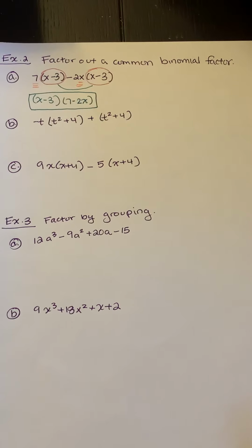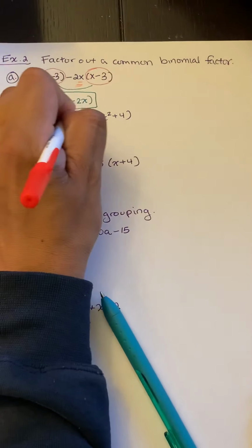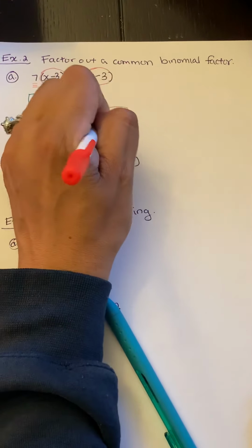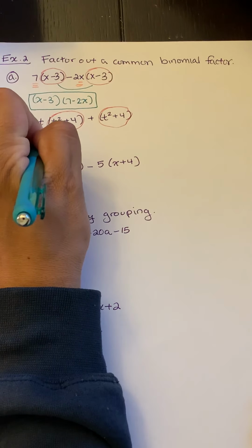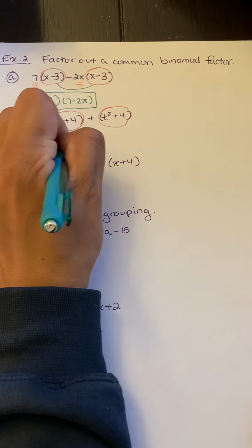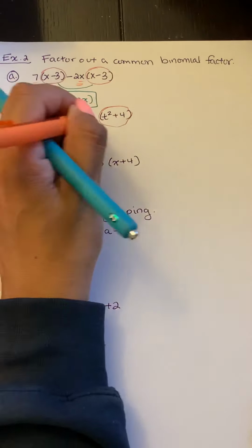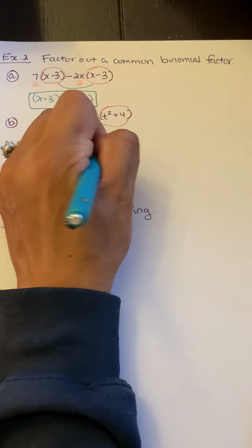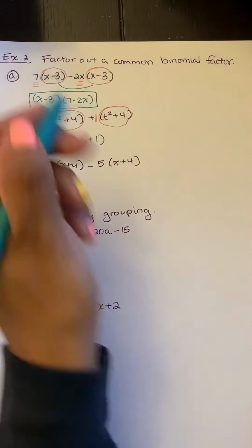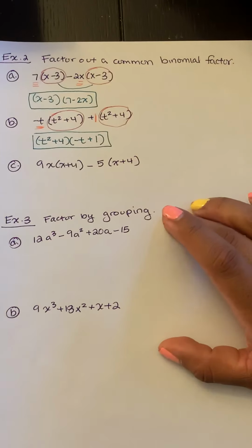Okay, let's take a look at B, negative t squared plus 4 plus t squared plus 4. So t squared plus 4, t squared plus 4, they have that in common, so I'm going to bring those out. T squared plus 4. And notice how I have a negative t and an imaginary 1 here. So negative t plus 1. And there's your answer. This is actually going to help us with example 3.